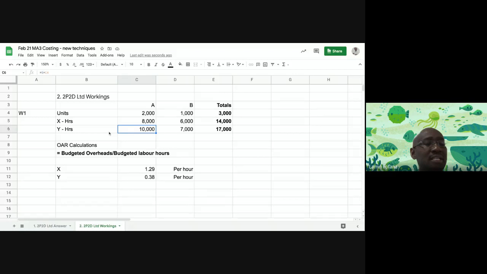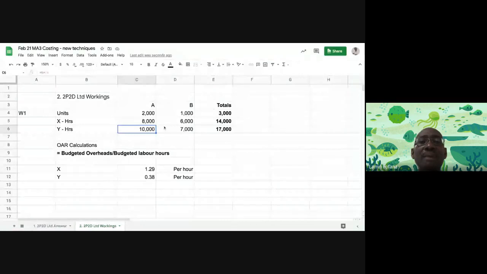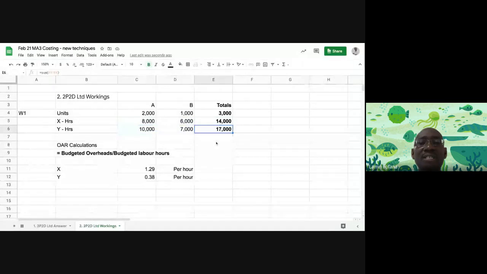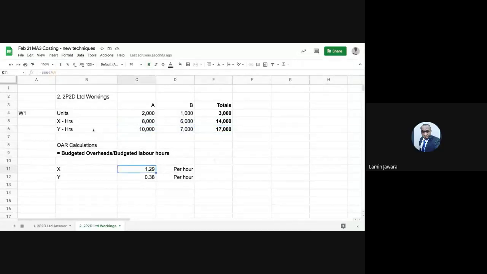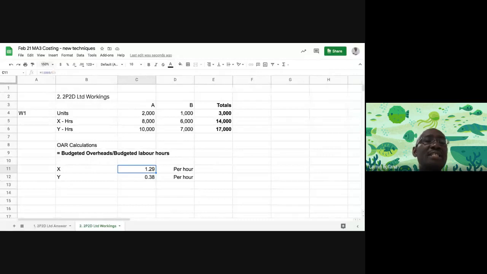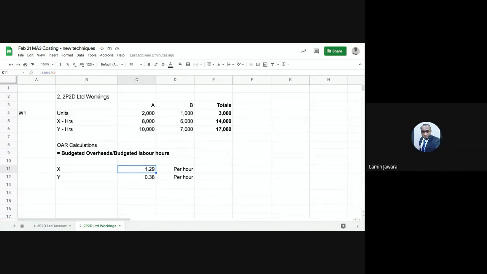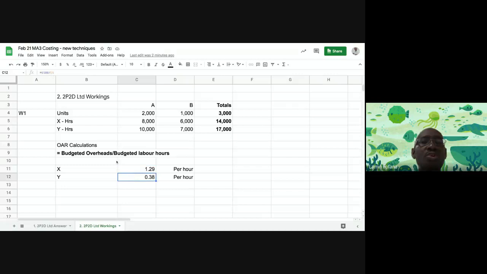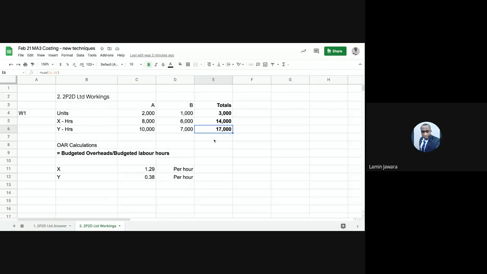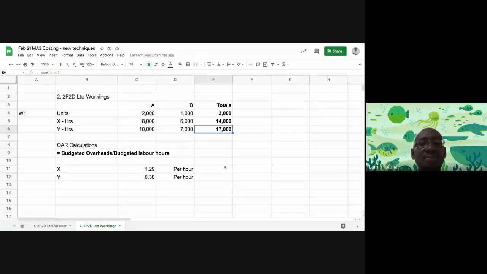On the Y as well. So I hope you understand. After doing it for all of them, you add the total hours for department X, which is 14,000, and the total hours for department Y, which is 17,000. So now you will have your overheads. The overheads for department X is 18,000 divided by 14,000. Which is the equal. So the overheads for department Y is 6,500 divided by the total hours. The total hours is here, 17,000. Yeah, I get the point.